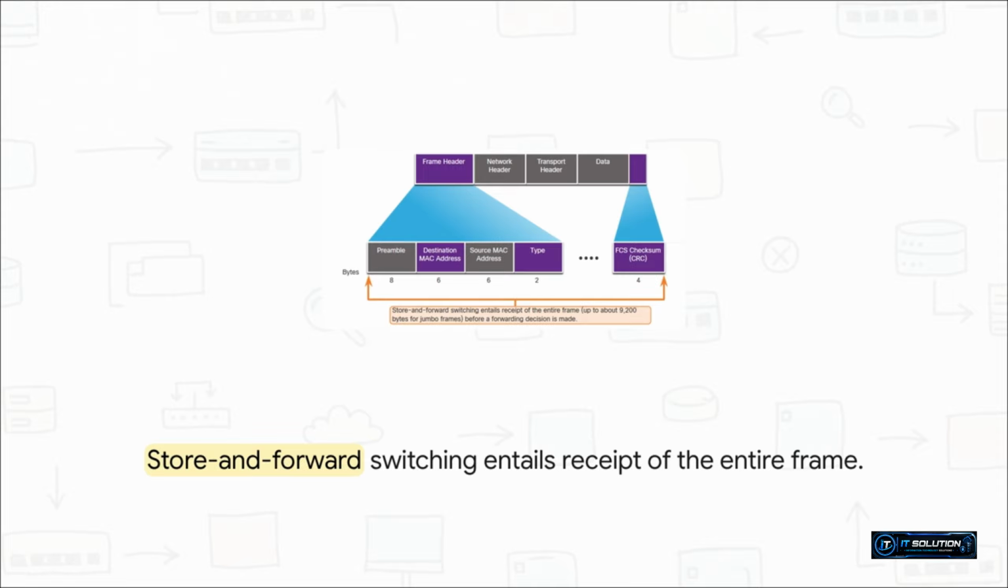This method is literally required for quality of service on converged networks. Think about when you need to prioritize voice over IP traffic. You absolutely need store and forward.